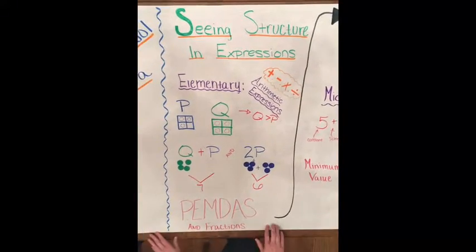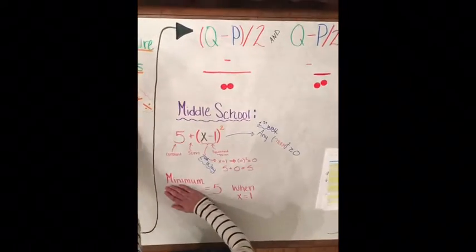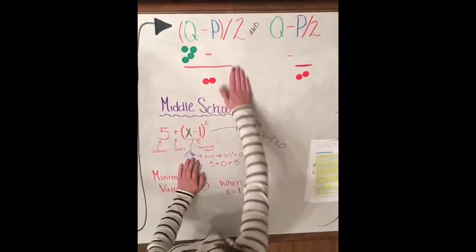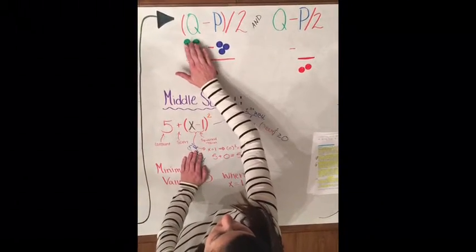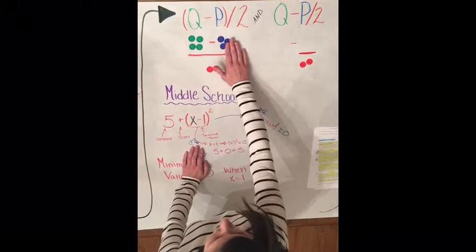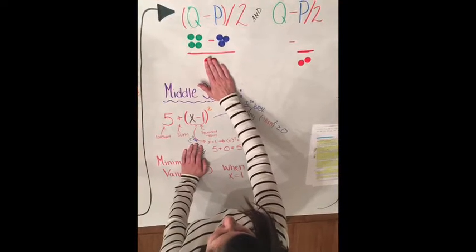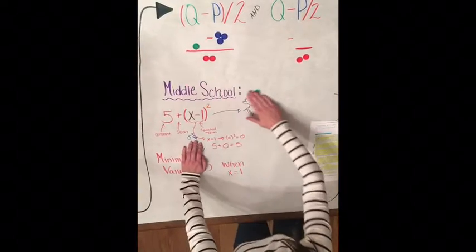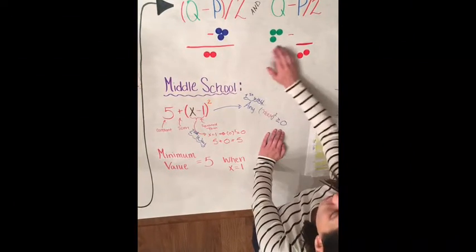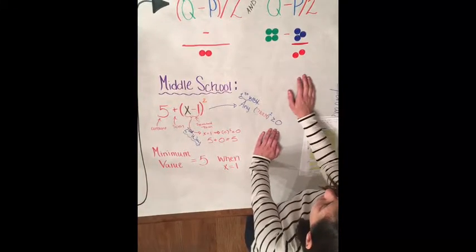As they get into later elementary, they'll use PEMDAS and fractions. They will get into more difficult expressions that will involve an expression where the subtraction is all on the top, so 4 minus 3, and then they divide by 2. As we're over here, they see Q by itself, and then P divided by 2.